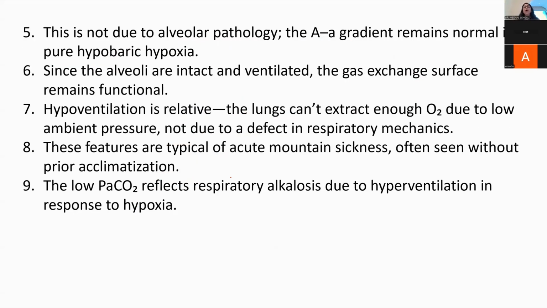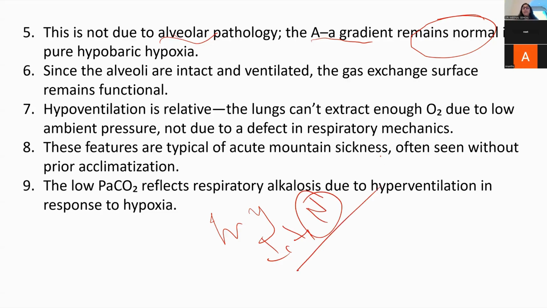This is not due to alveolar pathology. There is no alveolar defect. The AA gradient will remain normal. So there is hypoxemia with hypocapnia and with normal gradient. Since the alveoli are intact and ventilated, the gas exchange surface remains normal or functional.